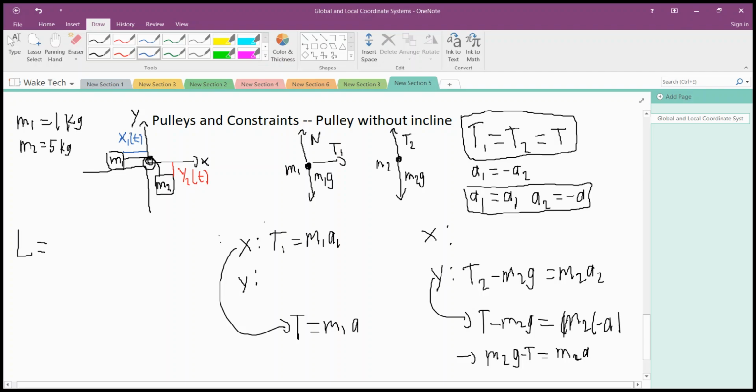Notice X1, because it's to the left of the origin, is always going to be negative. So if we want the length of this line right here, which as you can see is just one part of the length of the rope from here to here, we need to write minus x1. So we have minus x1 of t. Then similarly, the length of the rope from here to here is going to be minus y2, because y2 is going to be negative. So we want a positive value for length, so you make minus y2.